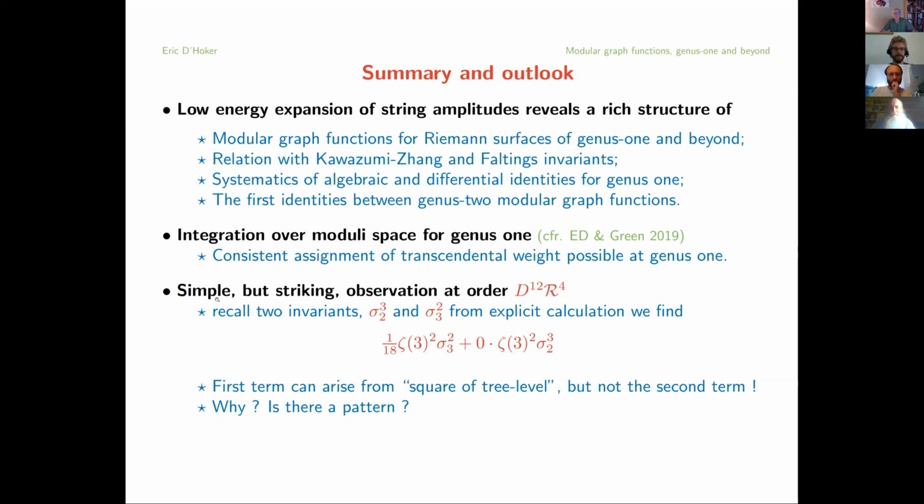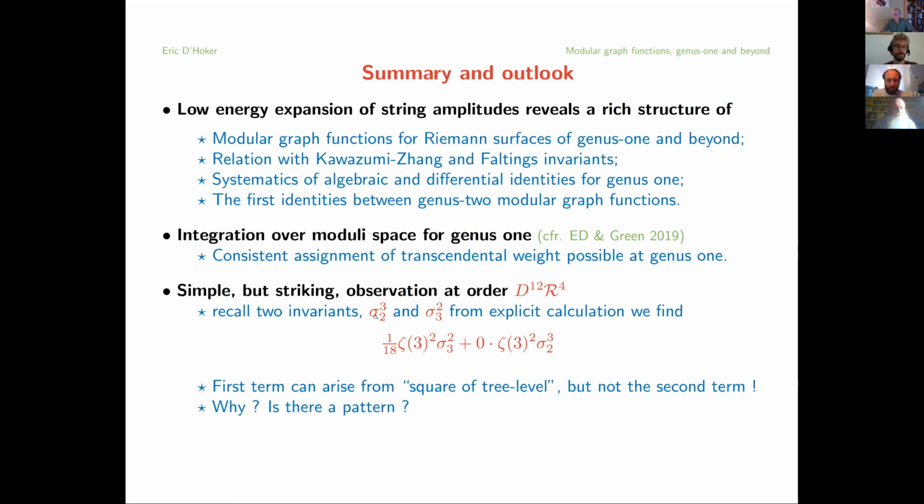But I'm going to conclude by saying that with this rather complicated analysis of the integral of the genus 1 amplitude to this rather advanced order of 12 derivatives on R to the 4th, that order is actually the first order where we have two different invariants.